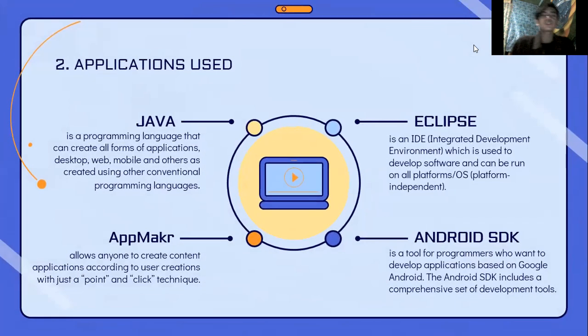For application usage, Java is a programming language that can create all forms of applications: desktop, web, mobile, and others, as can be created using other conventional programming languages. Eclipse is an IDE, integrated development environment, that is used to develop software and can be run on all platforms, as it is platform independent.